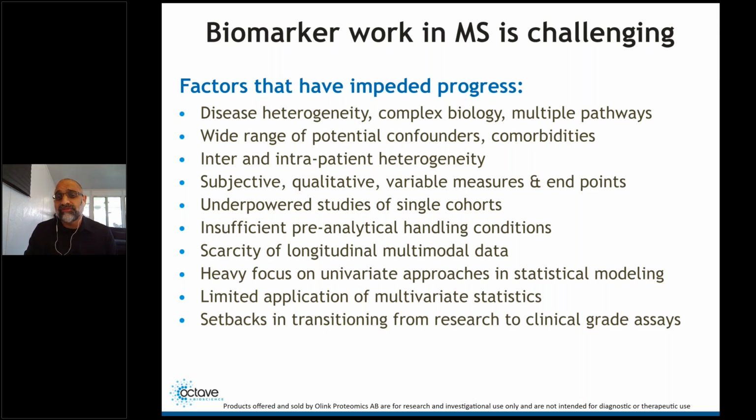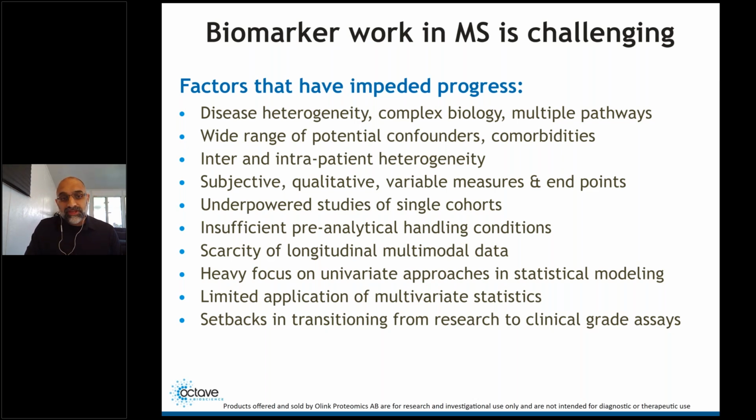Many different pathways are involved. There's also a wide range of potential confounders and comorbidities. These patients aren't just dealing with MS. There are other comorbidities that can factor into the biology of the patient. There's a high level of heterogeneity within the population. There are several defined phenotypes. Although there's a trend towards recognizing MS more as a spectrum, there are still defined phenotypes with differing biology, and also intra-patient heterogeneity, where as the disease progresses in a patient, their biology can evolve.